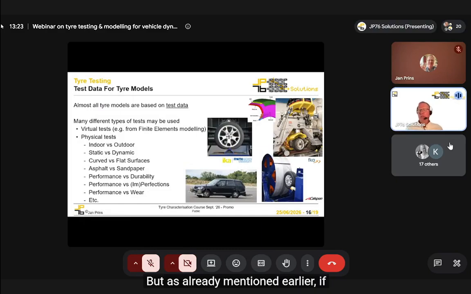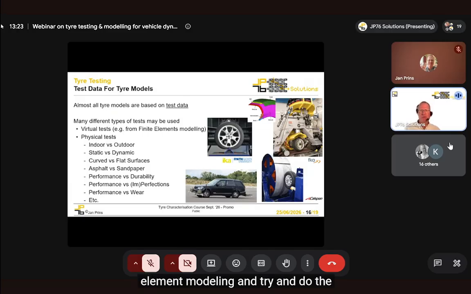But as already mentioned earlier, if you want to create tire models, you most likely are going to need test data, and there are different ways of acquiring test data. If you have really good knowledge of what's inside a tire, i.e. you're most likely a tire manufacturer, then you could use virtual tests.